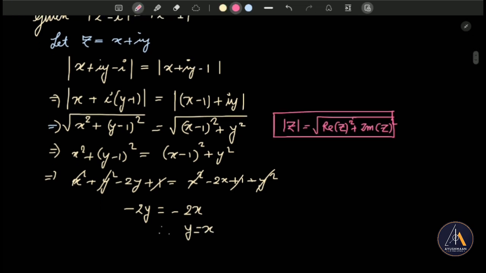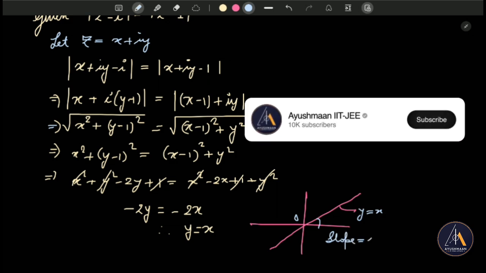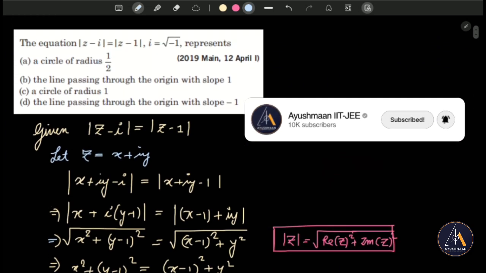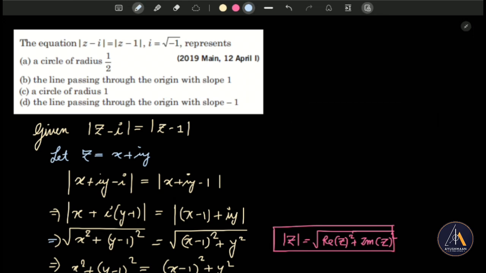Now y equals x represents this type of line. This line is y equals x. So we can say that this line passes through the origin and the slope of this line is 1. Slope 1 and passes through the origin. When you look into the options, we can see that option B, the line passes through the origin with slope 1. Therefore option B is the right answer to this question.